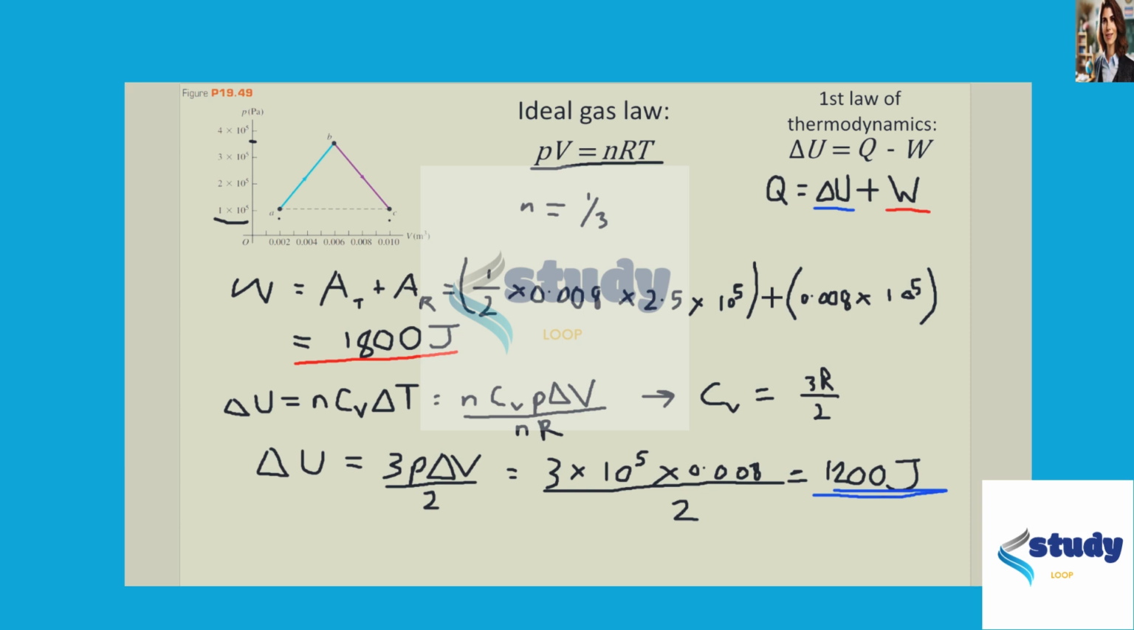So going back to our equation from the first law of thermodynamics here, all we simply want to do now is add the two results. So the heat Q will be equal to our work done, which is 1800 joules, add our change in internal energy in the system, which is 1200 joules, coming to our final answer of 3000 joules, or 3 kilojoules.